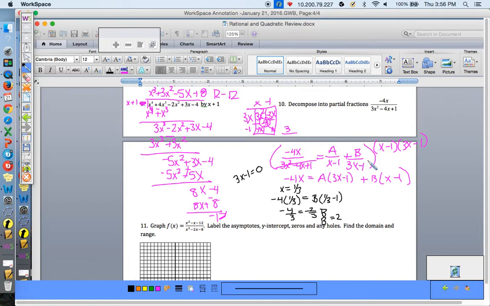And then this next one here, we have what makes this 0? Well, when x is 1. So we have negative 4 times 1 equals A times 3 times 1 minus 1. Well, 1 minus 1 is 0. So negative 4 equals 2A. Excuse me, that should just be negative 4. So A is negative 2. So our final answer would be negative 2 over x minus 1, plus, we got our B value over 3x minus 1.